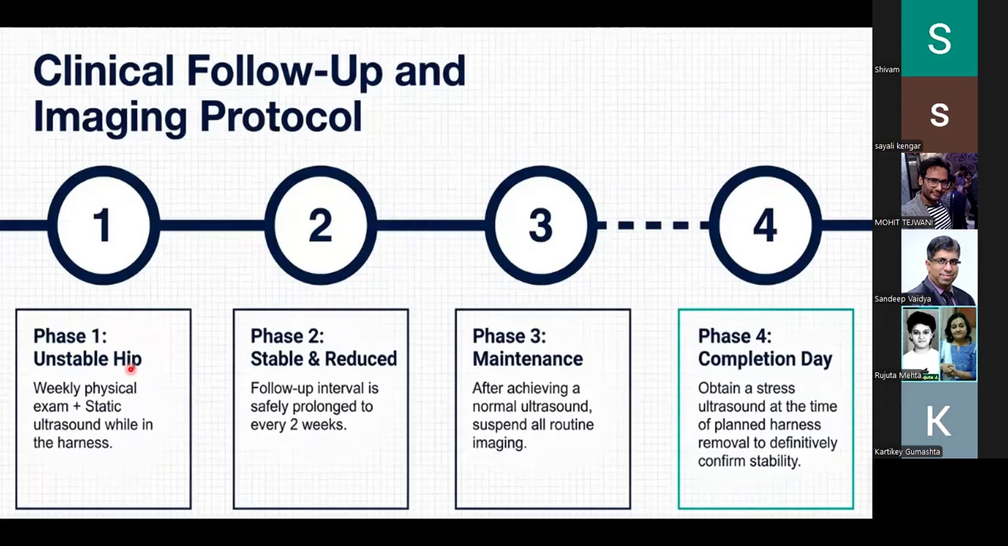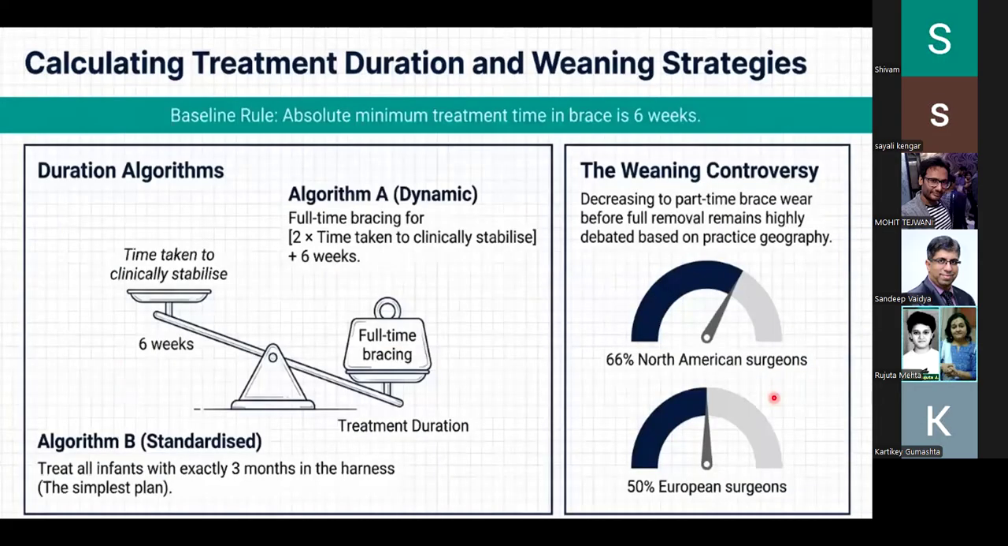If the hip is stable and reduced, the follow-up interval is safely prolonged to every 2 weeks. During the maintenance phase, after achieving a normal ultrasound, all routine imaging should be suspended. At the completion day, we should obtain a stress ultrasound at the time of planned harness removal to definitively confirm stability. How long should treatment be given with the Pavlik harness?